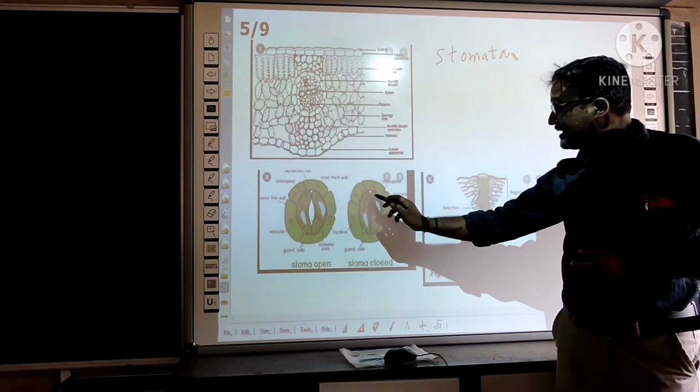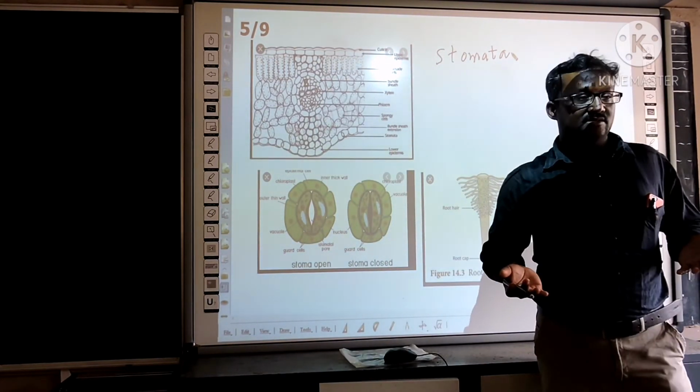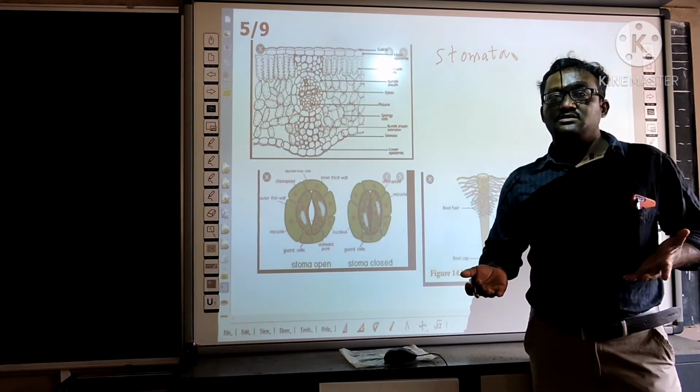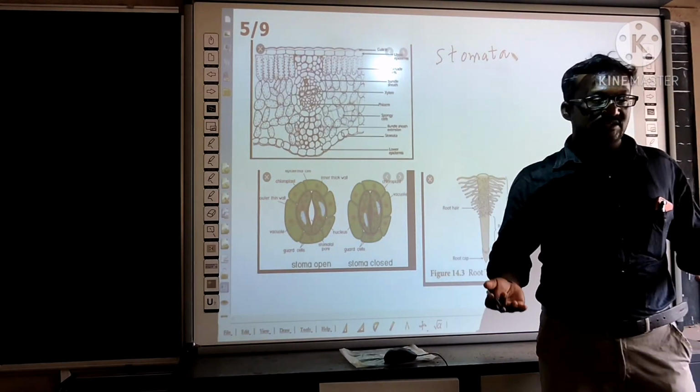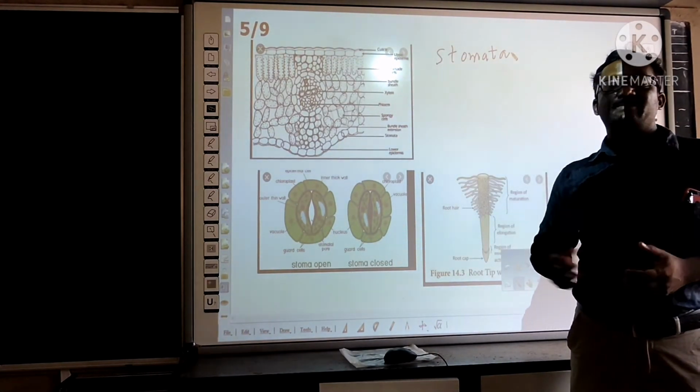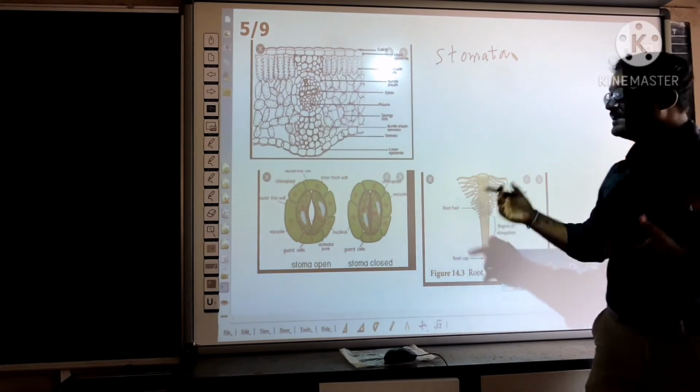Now, in the stomata, the guard cells have chloroplasts. So they perform photosynthesis. So dermal tissue performs photosynthesis also. Dermal tissue performs absorption of water and minerals.